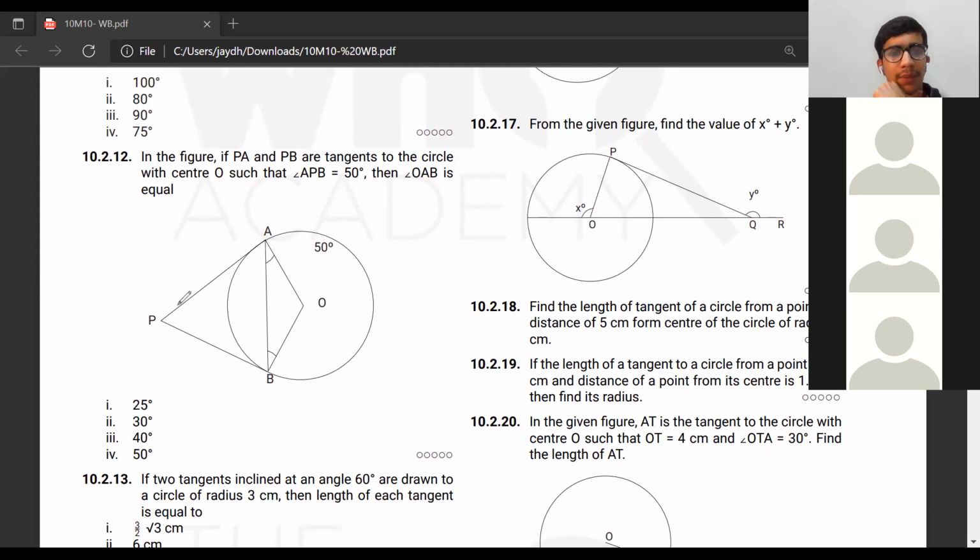Okay, so we are given this particular angle as 50 degrees. So what will be the value of PAB then? Abhishek or Ritvik, can you repeat? What will be the value of angle PAB?